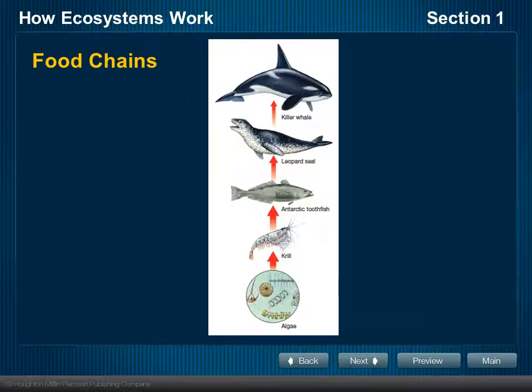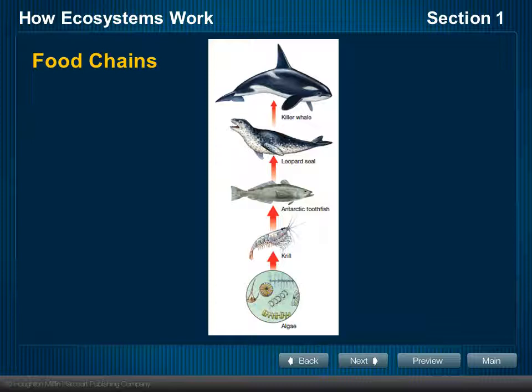This would be an example of a very simple food chain. Algae is eaten by krill. Krill is eaten by Antarctic toothfish. Antarctic toothfish are eaten by leopard seals. Leopard seals are eaten by killer whales. Marine food chain, very simple. It gives us a basic look and a basic understanding of how the energy within that ecosystem is transferred from the bottom to the top.